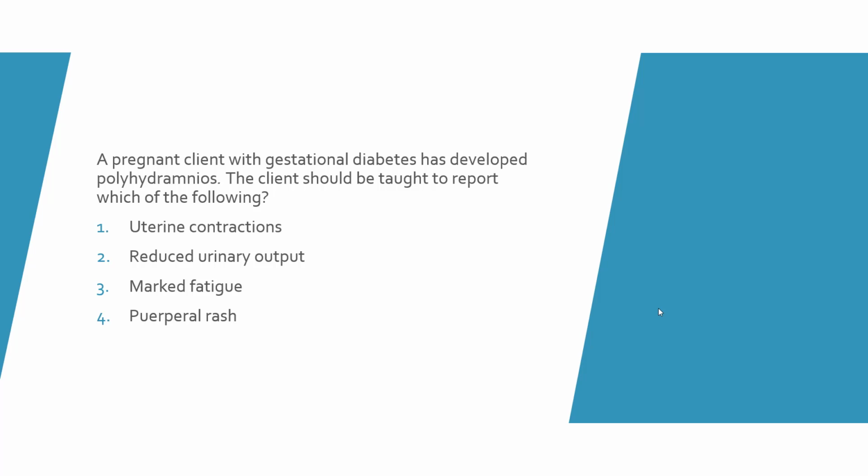Number 3, marked fatigue. Marked fatigue is not something that would be caused by the patient having polyhydramnios. Number 4, purpura rash. These types of rashes happen in the postpartum period. So again, this answer is not related to polyhydramnios. The answer is number 1. You would be concerned of preterm labor as a risk of polyhydramnios.